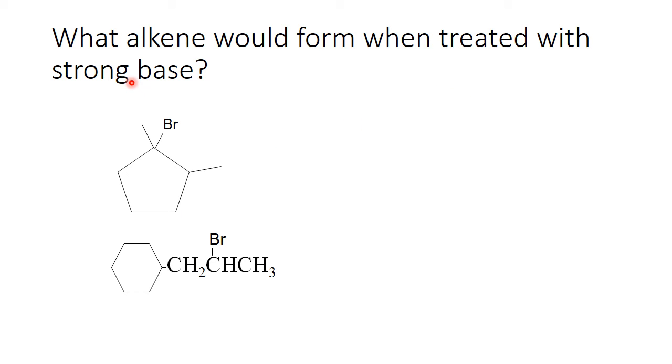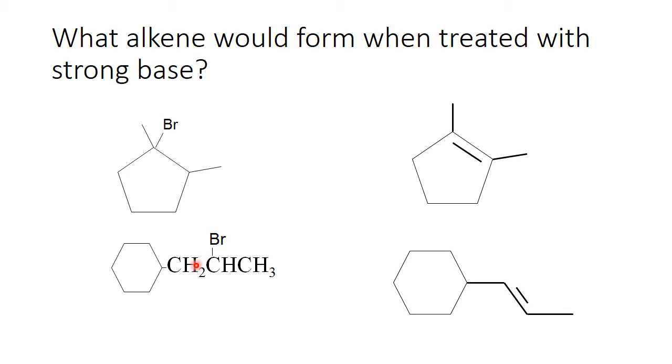Okay, what alkene would form when we treat these compounds with strong base? Well, this is going to be very similar to the alcohol problems. We identify the carbon that has the halogen on it, and then we identify the adjacent carbon that would give a more substituted alkene. And this would be the product of that reaction. Likewise here, we identify the carbon with a halogen on it, and then we identify the carbon that has a hydrogen on it that would give the more substituted alkene. And that is the product of this one.